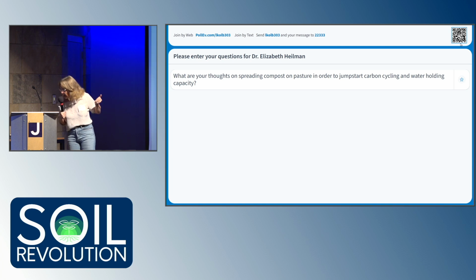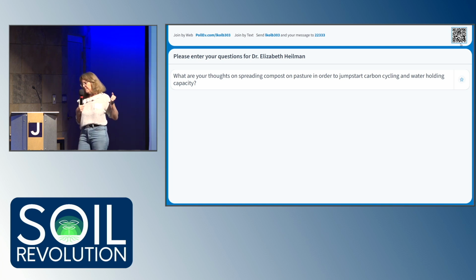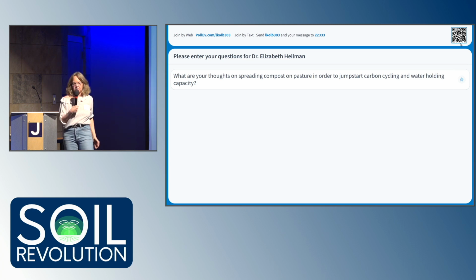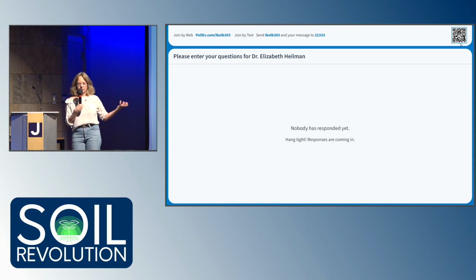So thoughts on spreading compost on pasture? I would not do it on pasture. I would have the cattle do it. You can bale graze and then do the bales in different places. And it's great for pasture. And steal some dung beetles from your neighbor, or just ask to borrow them, or get on the website for dung beetle trade.